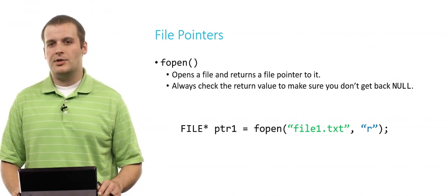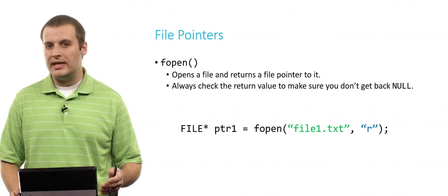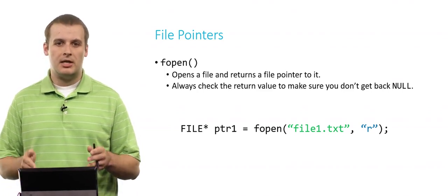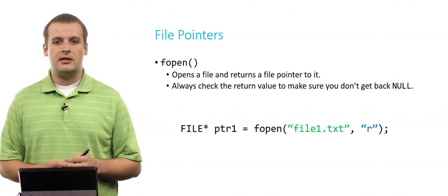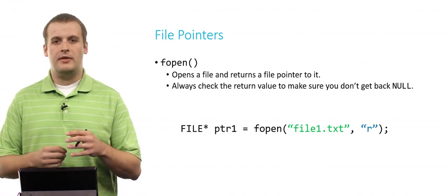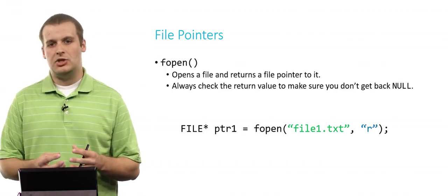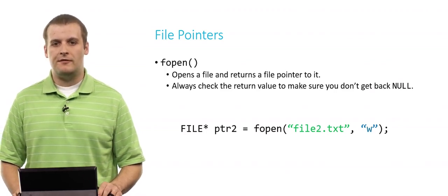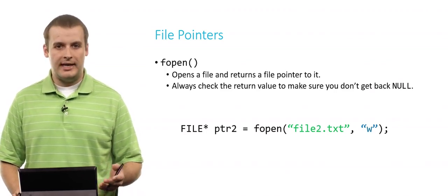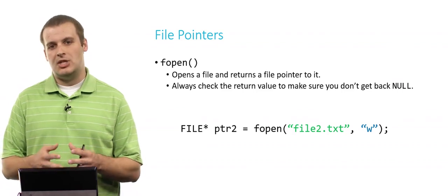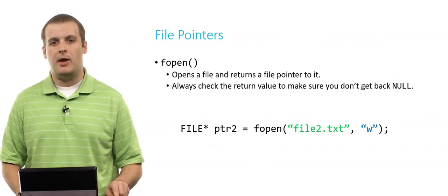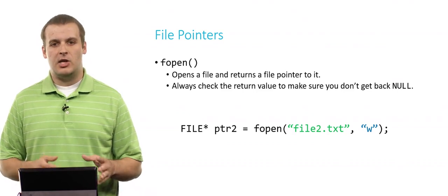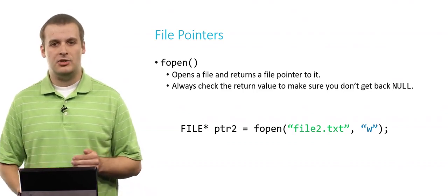So r is the operation that we choose when we want to read a file. When we make a call like this, we get ourselves a file pointer such that we could then read information from file1.txt. Similarly, we could open file2.txt for writing, and so we can pass ptr2, the file pointer I've created here, as an argument to any function that writes information to a file.